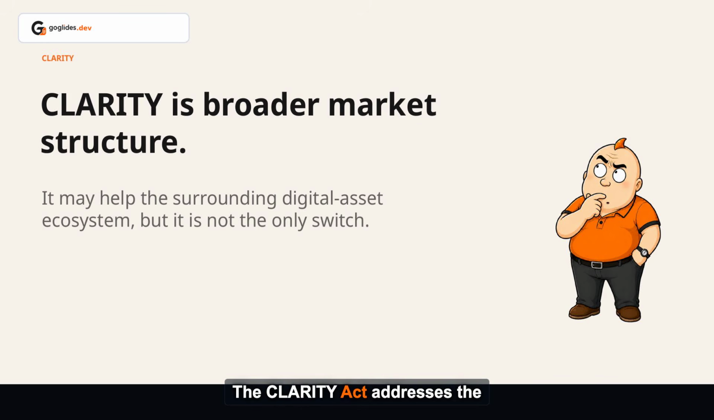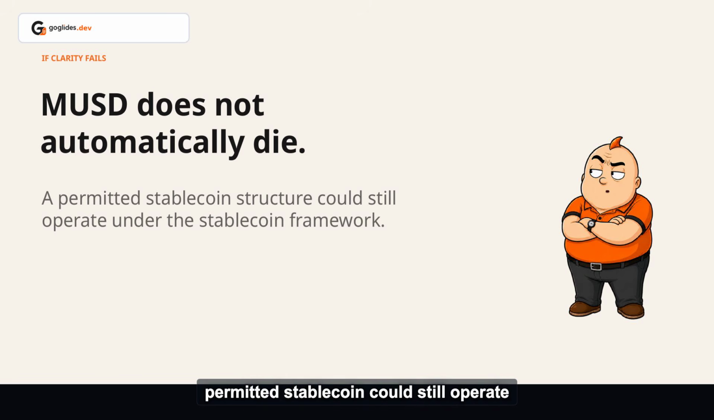The Clarity Act addresses the broader digital asset market. It deals with the roles of the SEC, CFTC, exchanges, and other intermediaries. If Clarity becomes law, it could make the surrounding environment more predictable. Institutions may feel more comfortable integrating digital assets. Exchanges may have clearer registration paths. And DVLT's wider tokenization business may benefit, but Clarity is not the single switch controlling Mandela Dollar. If Clarity fails, a properly permitted stablecoin could still operate under the Genius framework.